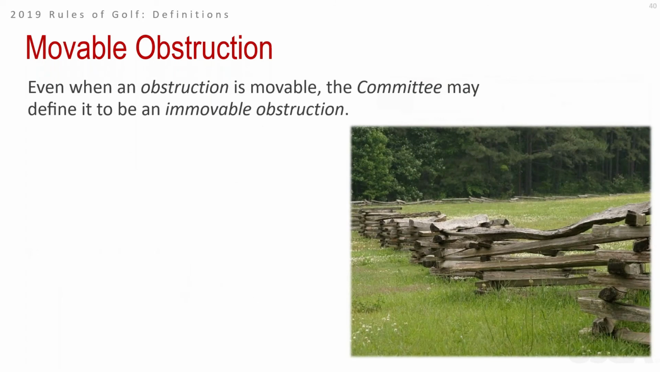Even when the obstruction is movable, the committee, however, may define it as an immovable obstruction. So we talked about split rail fences in some previous slides. And you can see here in the bottom right of our screen that the split rail fences continue for some time. If the committee defines those all as immovable obstructions instead of taking apart and jeopardizing the structure of those fences, the committee may do so, making it an immovable obstruction and therefore requiring you to take relief as opposed to moving that obstruction.